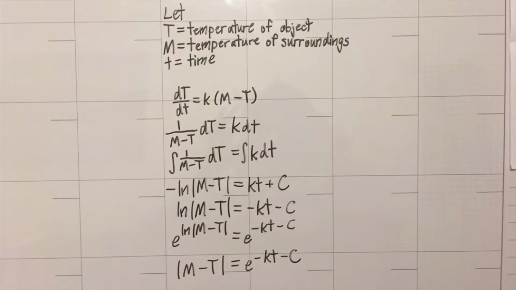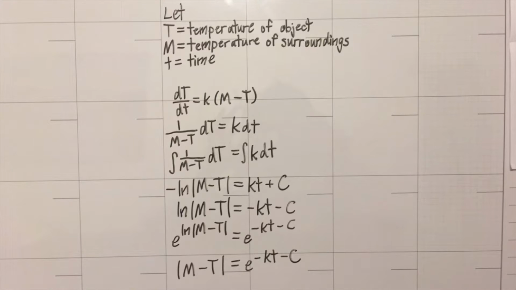So if we let T equal temperature of the object, M equal temperature of the surroundings, and little t equal time, then we get the rate of change in temperature is equal to K times the quantity M minus big T. From here, we divide both sides by M minus T and multiply both sides by dt. Then we integrate to get the natural log of the quantity M minus big T is equal to negative K times little t minus C.